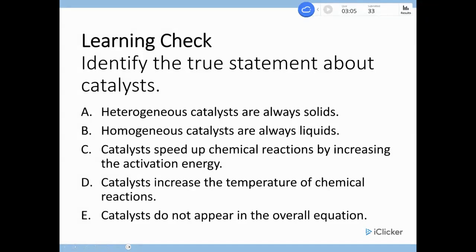And then E, catalysts do not appear in the overall reaction equation. That's true. They always get canceled out because they're used up and then they are generated. So we've got E. Okay, questions on these two questions?